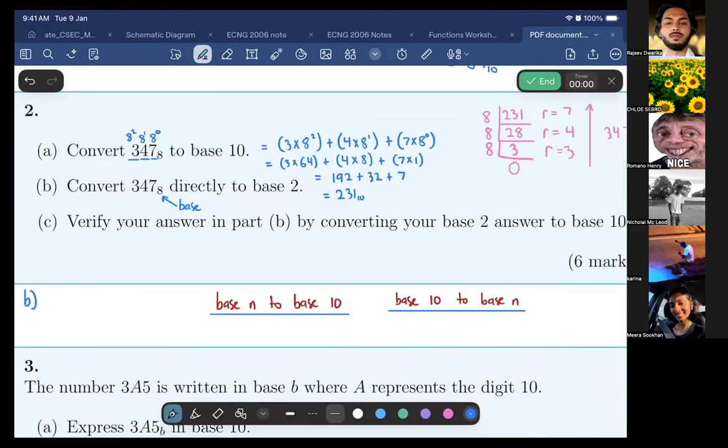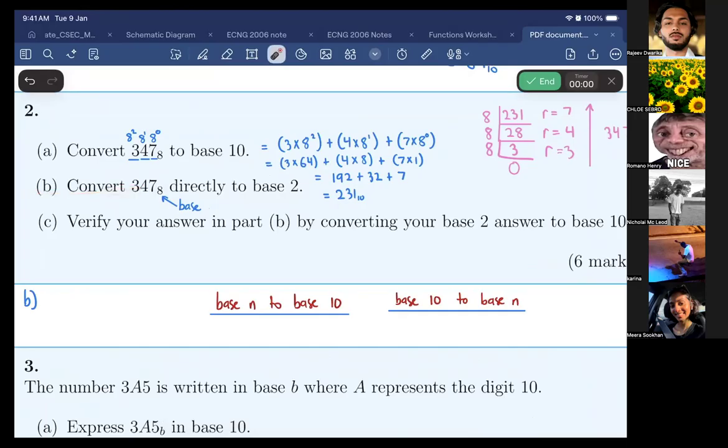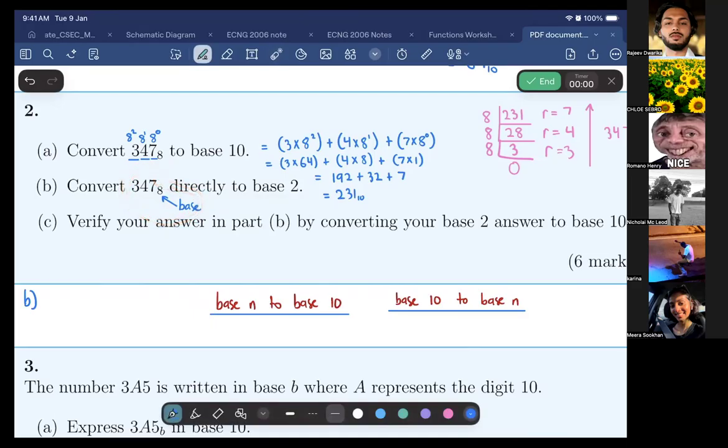So Mira, in part B now, what are you noticing in part B? They want me to go from what base to what base? From base 8 directly to base 2. Right, so that's kind of illegal. What should I convert this to before putting it to base 2? Base 10? Yes. So 347 base 8 is actually what in base 10? 231 base 10.